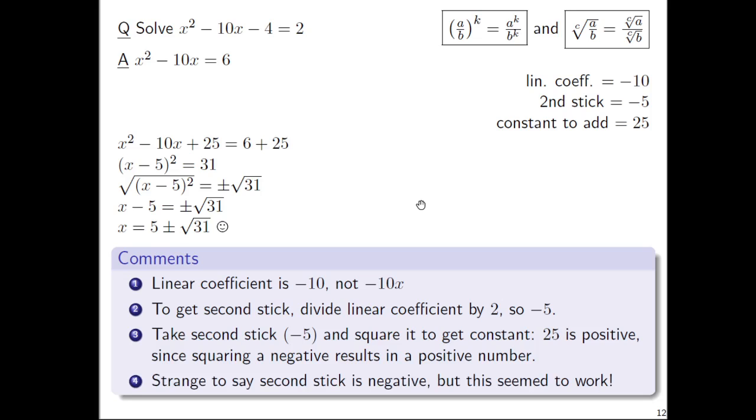It's kind of strange to say that the second stick is negative. It doesn't seem to fit the geometry to say that the stick length is negative, but at least in terms of the algebra, things seem to work out. So we'll just go with it.